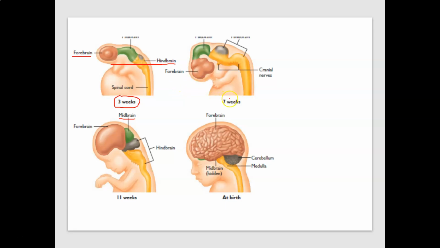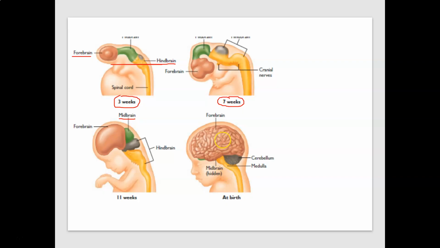But as we go through development, let's take a look at 7 weeks, you'll see the forebrain, midbrain, and hindbrain are adding more structures. They're developing complexity, and they're starting to have little buds for what will eventually turn into nerves exiting the brain, and that's happening in the spinal cord too. As we go to 11 weeks, the major divisions of the brain have formed, but you can still see what is the forebrain, the midbrain, and hindbrain.